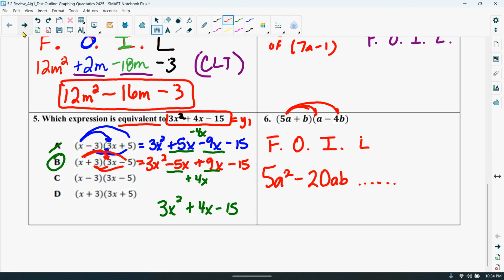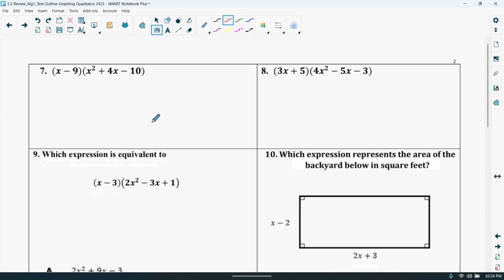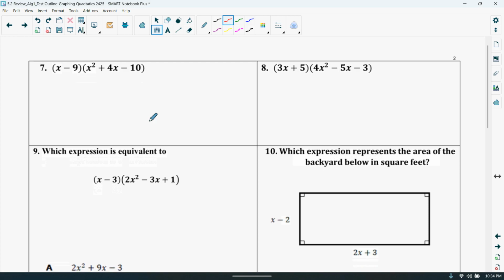We got some more multiplying on the next page. Yeah, I definitely want to talk about this one because this is multiplying a binomial, 2 terms, by a trinomial, 3 terms. You're going to have to just do one term at a time. So the x is the first term. I'm multiplying it by the x squared, and then remember, add your exponent. So this is going to be x to the third power, okay? And we're doing x times this 4x, so that's going to be plus 4x squared. And then x times this minus 10, that's a negative 10x.